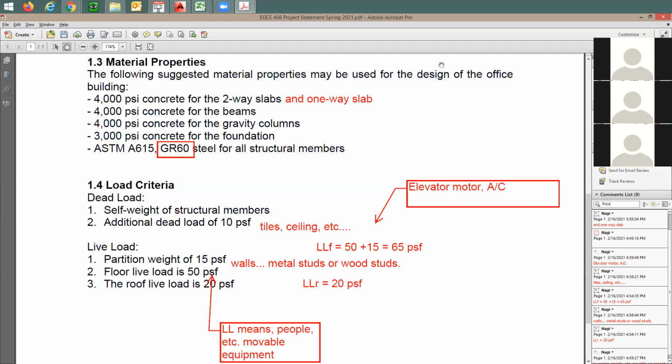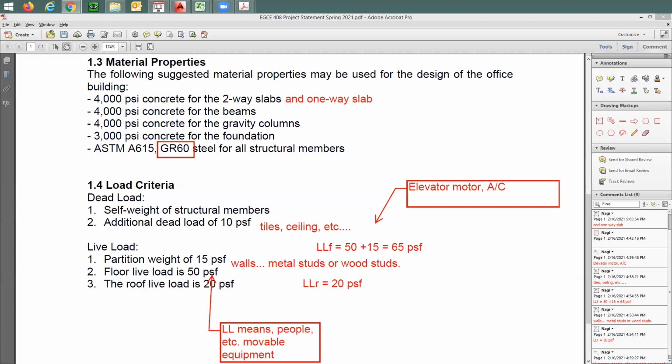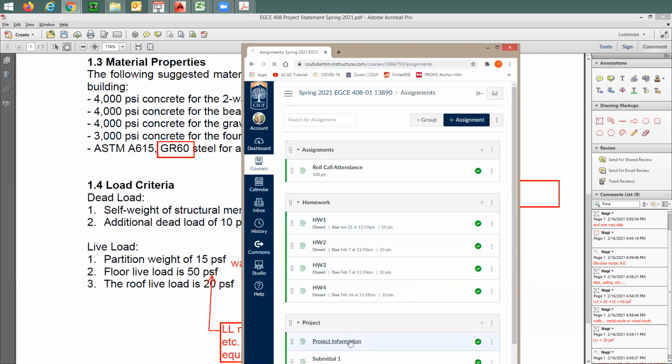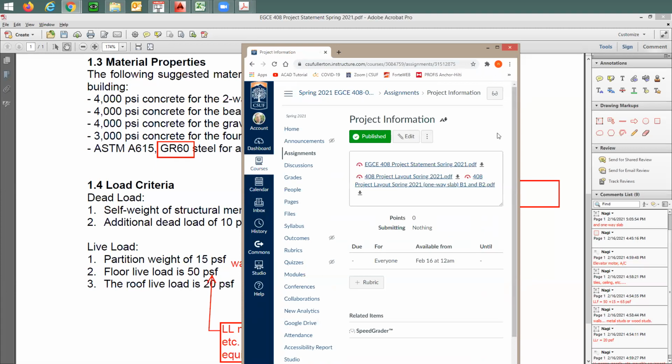Excuse me, Professor. I couldn't find the moment diagram PDF in the Canvas. Give me a second. You go to assignment. Yes. And then you go to project. Did you see project? Yes. Project information. It's right here. And now I see here that I have 3 files. Yes.